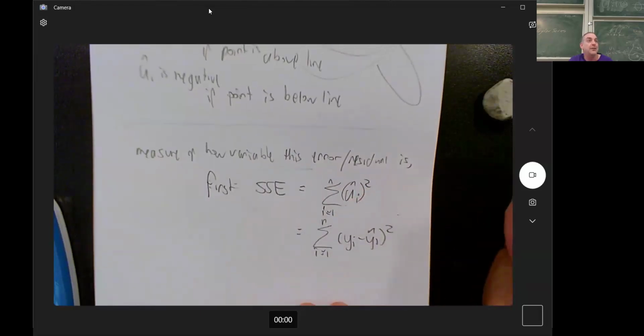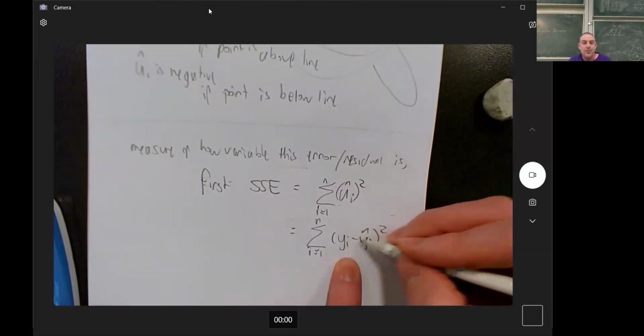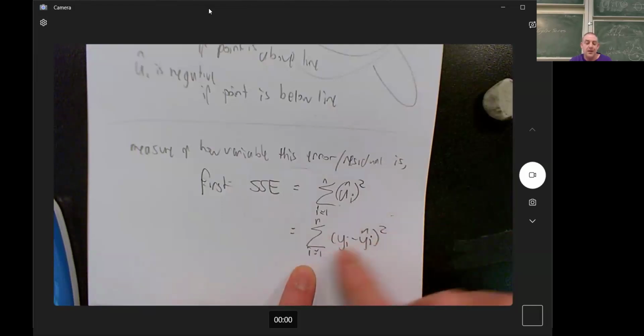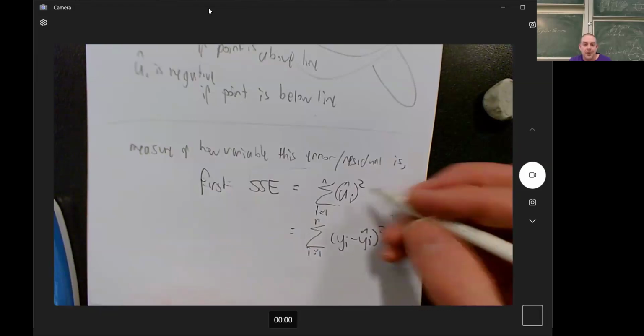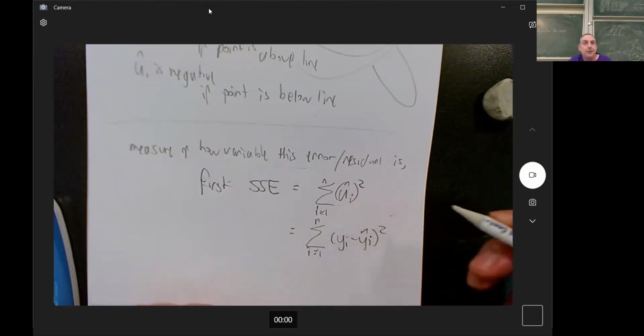Because that's what u_i hat is. u_i hat is y_i minus y_i hat. In the notes they write it this way, but it's the same thing.